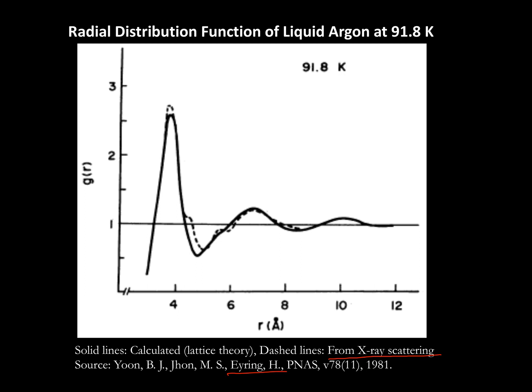We've got two lines on here. There is the solid lines. This is calculated based on some statistical mechanical lattice theory. Doesn't seem to be too bad. And we have the dashed lines, which are the actual X-ray scattering measurements. Okay, first question. What do we think would be a good value for the radius of a single argon molecule?